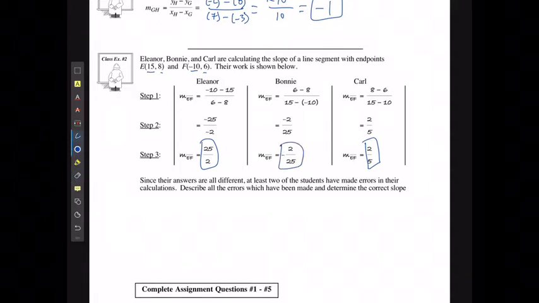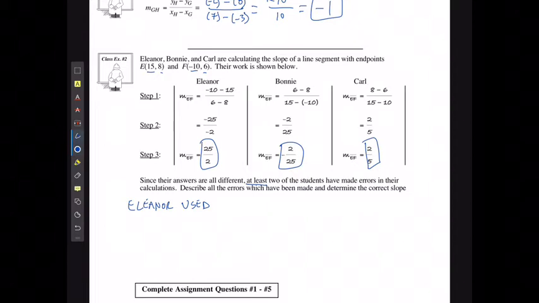Since their answers are all different, at least 2 of the students have made errors in their calculations. So what errors did they make? Well, if I'm looking at what errors each of them made, then I'm going to say that Eleanor used the wrong formula.